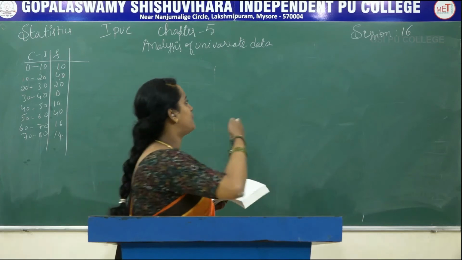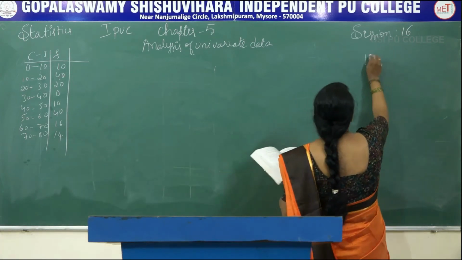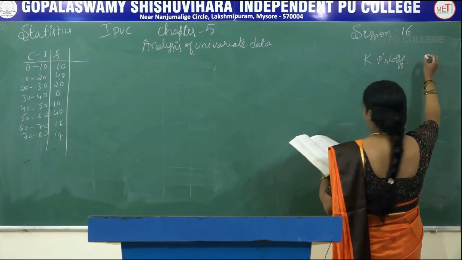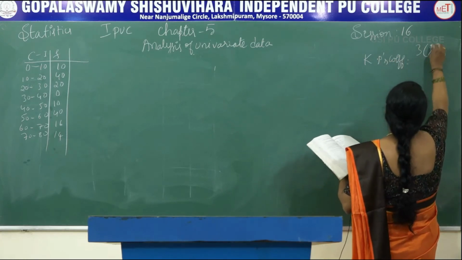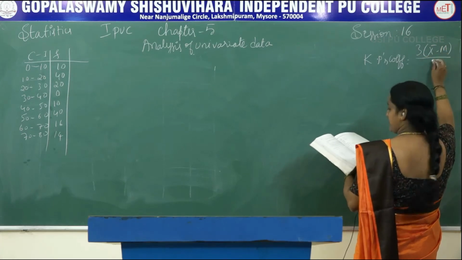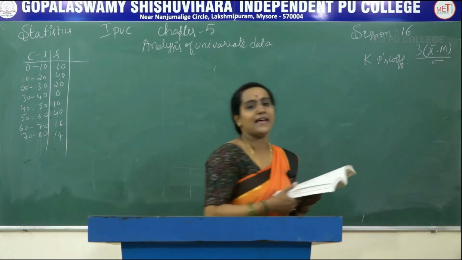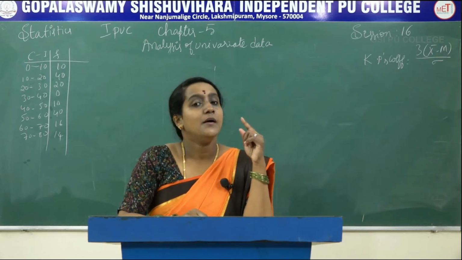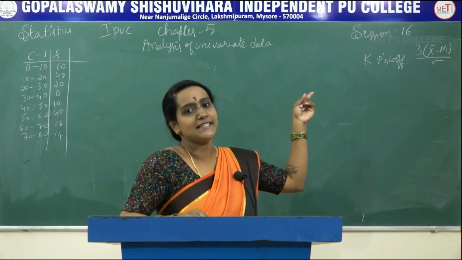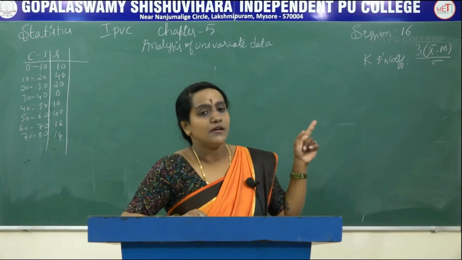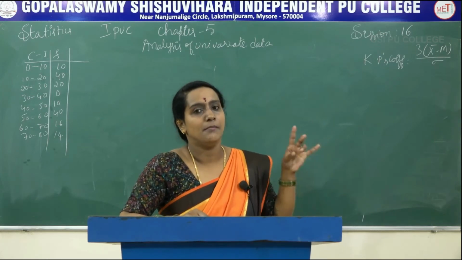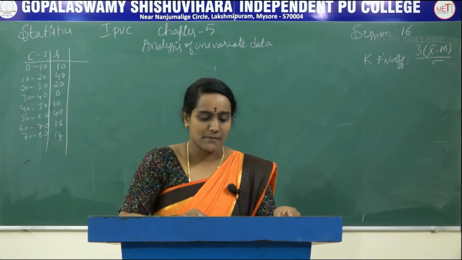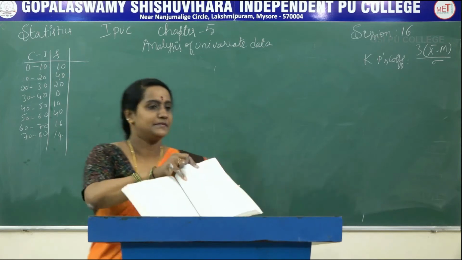We have another formula to find Karl Pearson's coefficient when it is bimodal, that is 3 times (x bar minus median) divided by sigma. Instead of calculating the mode value, we will calculate the median value. So for this we have to calculate the mean, median and standard deviation. The procedure will be the same, there is no difference. Okay, let us start.